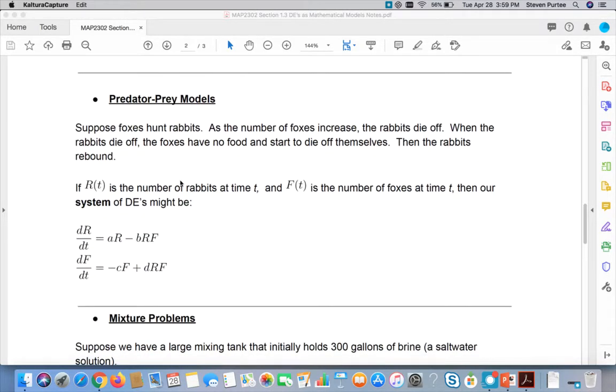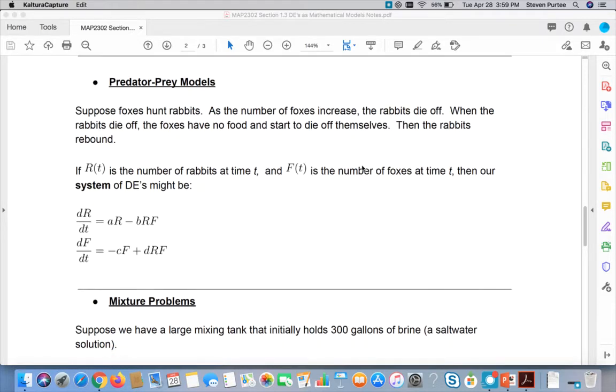Other good models are predator-prey models. So we know, say for example, foxes hunt rabbits. Well, if you get too many foxes, they're going to overhunt the rabbits. And so as the rabbits die off, because the foxes ate too many, the foxes will then die off because they're starving to death. Once the foxes start to die off, the rabbits will come back, and so forth. We have this cycle that happens.